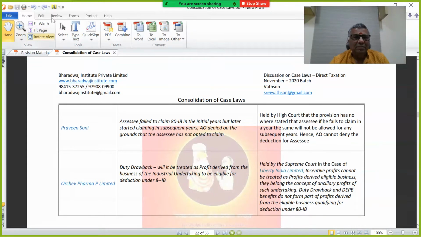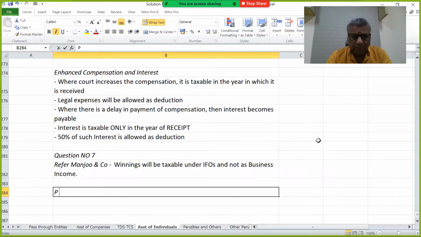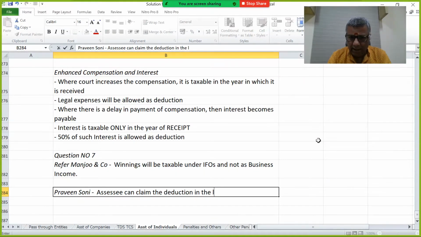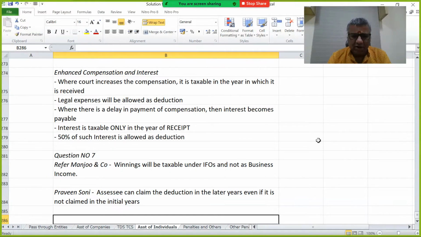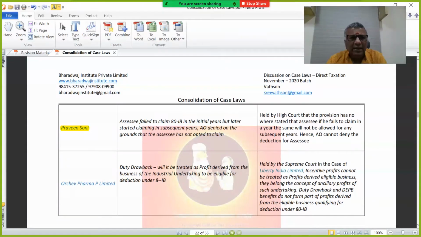Praveen Soni. This is the case law. It was held by the High Court that the provision has nowhere stated that if the assessee fails to claim in a year, the same will not be allowed for any year. Hence, the AO cannot deny. The assessee can claim the deduction in the later years, even if it is not claimed in the initial years. But the overall period of 10 years is sealed. You cannot do anything about it.